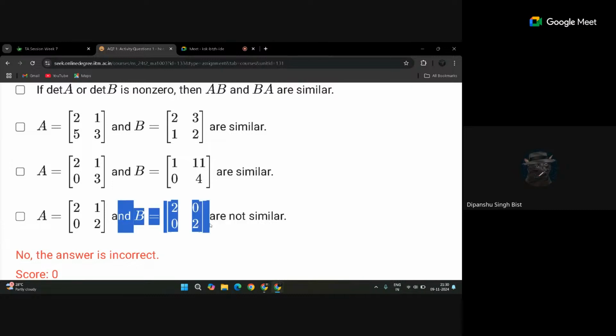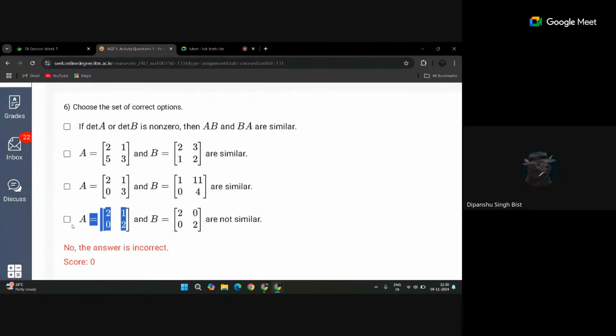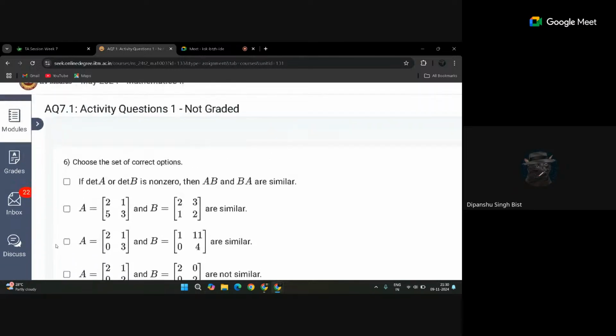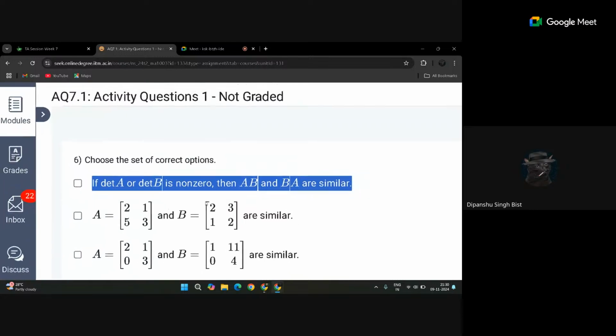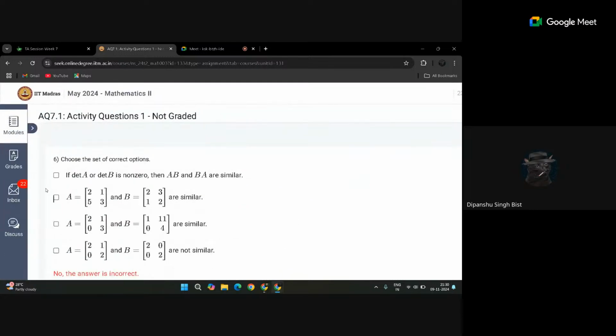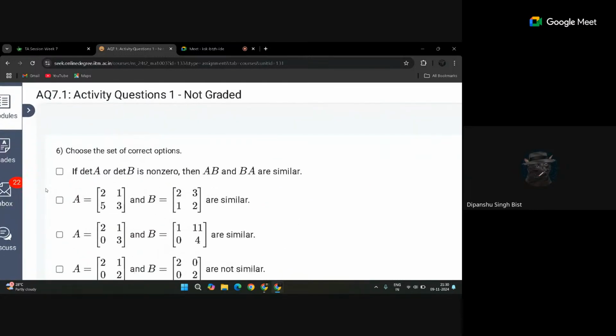Yeah, since it's a scalar matrix, it has to be scalar only. Okay, we'll look more into it. What about this option? If determinant of A or determinant of B is non-zero, then AB and BA are similar. Sir, shall we check some 2 by 2 matrix?